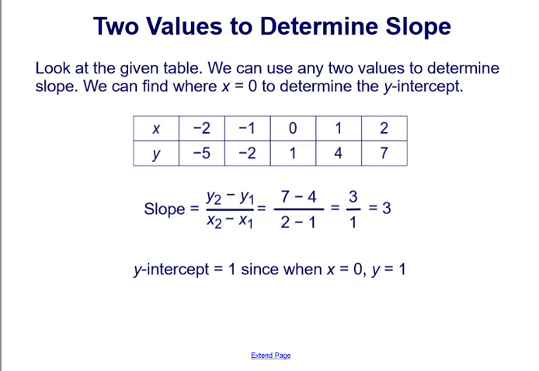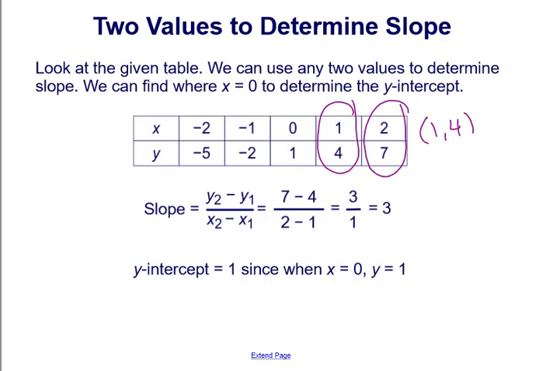So if we look at a given table, here our function is in table form, we can use any two values to determine the slope. And then we can find where x equals 0 to determine the y-intercept. So for our slope, we can use any two values from the table. In this example, we're using the values 1, 4, and 2, 7.